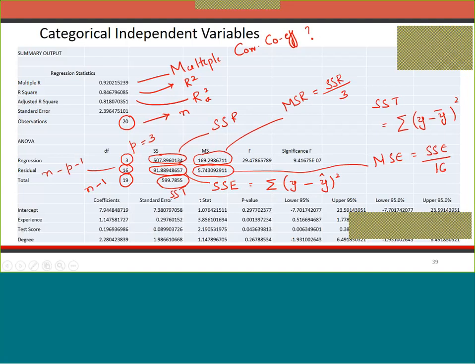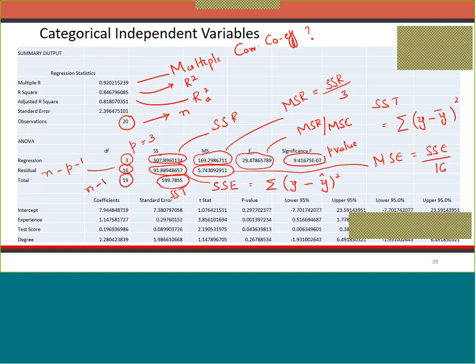Correct? Now the next one is the F test. Why do we use the F test? We use the F test to check whether there is any relation between y and all the independent variables together. This is known as the overall significance test. This value can be calculated as MSR by MSE, and this is the P value. The P value is coming out to be 0, so it's a significant one.